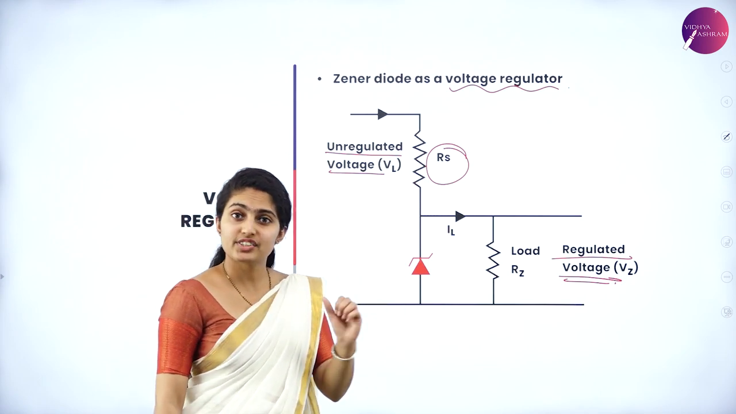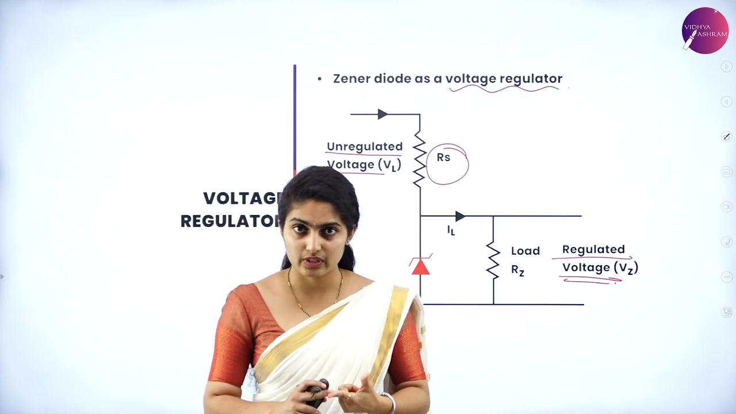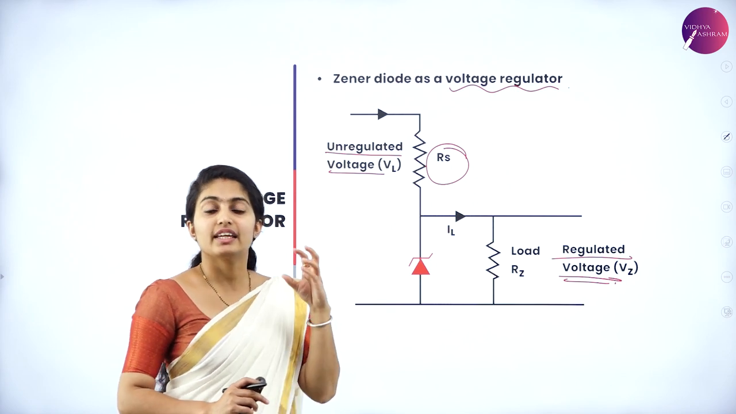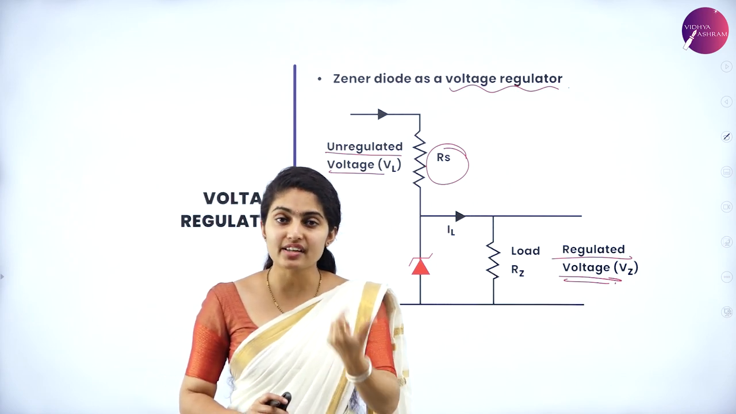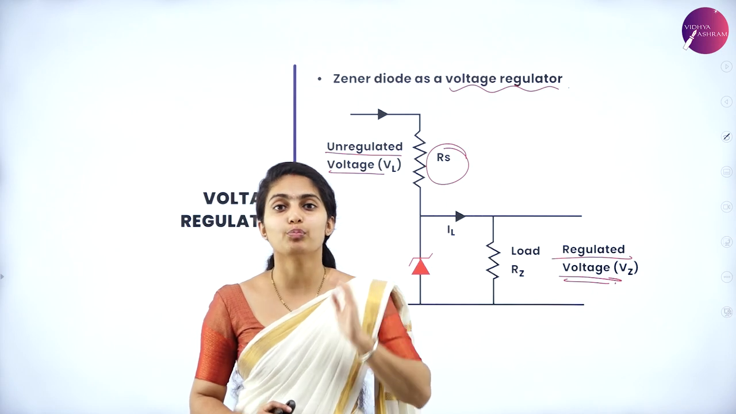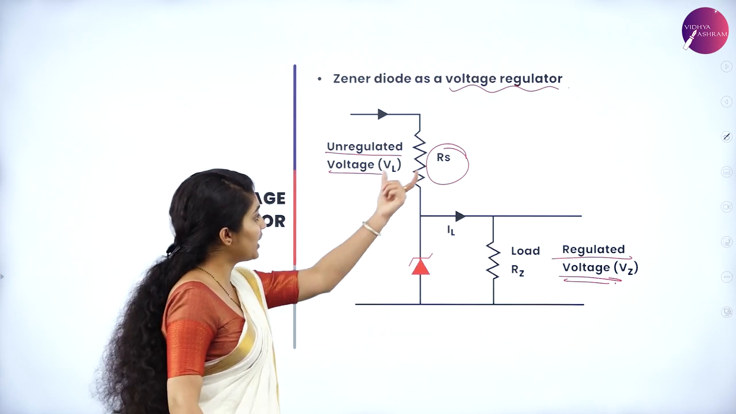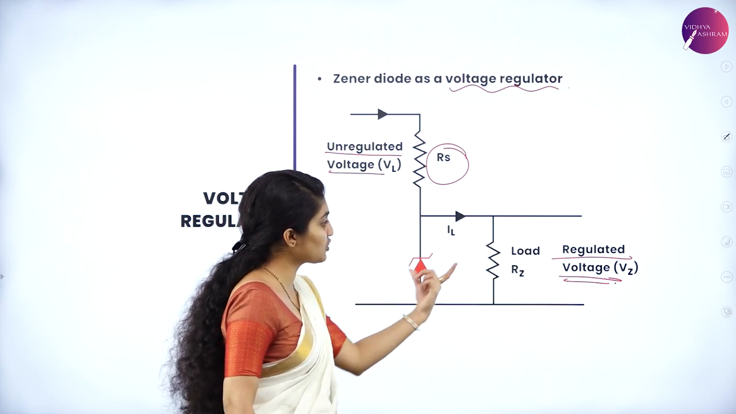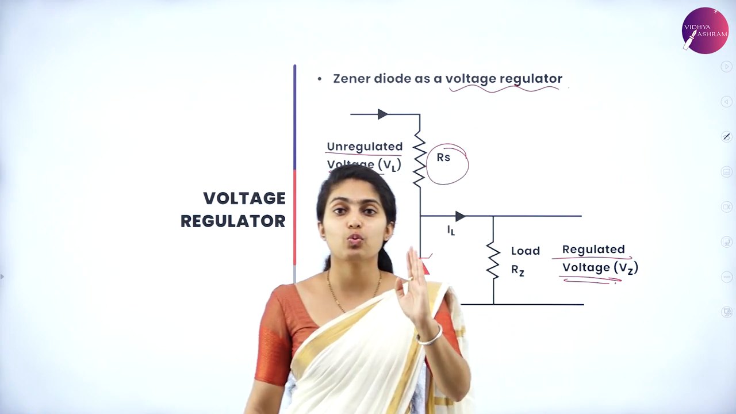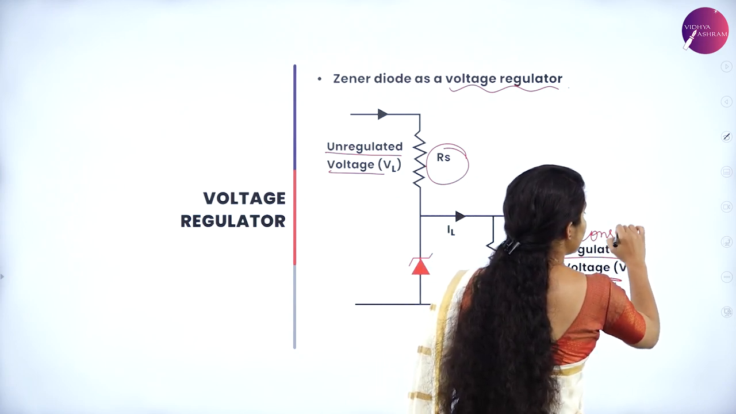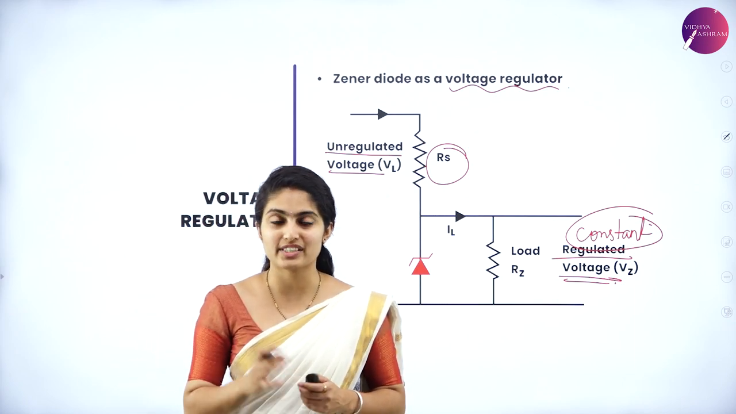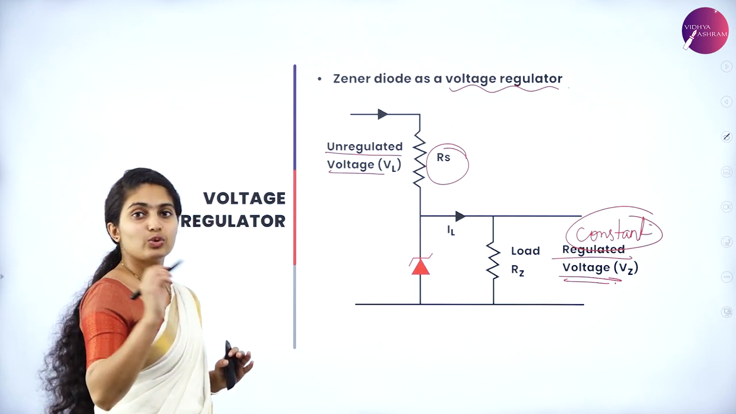Whether the voltage is very high or very low, which is said to be unregulated voltage, when it flows through the resistance RS, either there will be a decrease or an increase in the resistance, due to which you will have either less voltage drop or more voltage drop. Whatever the circumstances, when the output is received, due to the parallel connection of the Zener diode and the parallel connection of the load, we get a regulated voltage, which means the voltage offered is always constant, though there is an increase or decrease in the input voltage supplied. That is why you can call the Zener diode a voltage regulator.